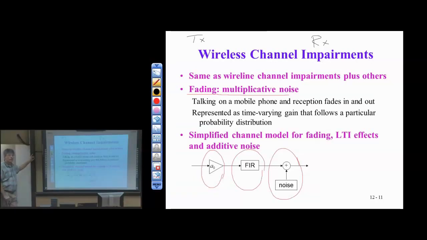There's also a route that bounces off the ceiling to you. There's another route that might bounce off a wall to you. That's one bounce. There's another route that has two bounces to you. It might be table, ceiling to you. And there's 3 bounce and 4 bounce, all these bounces that can get to you.